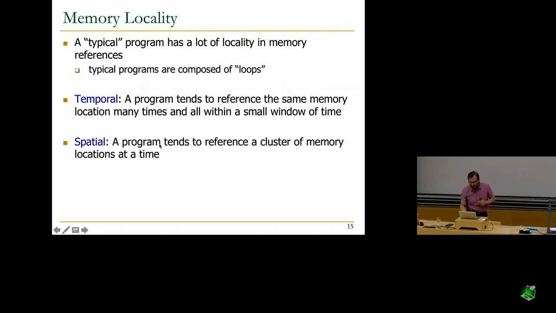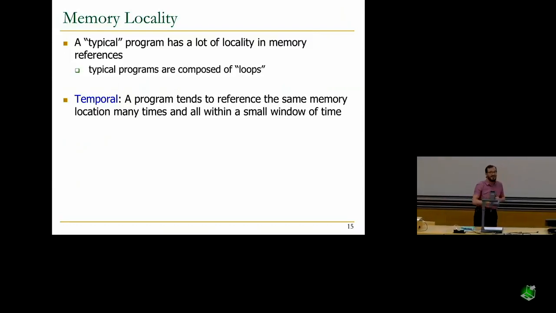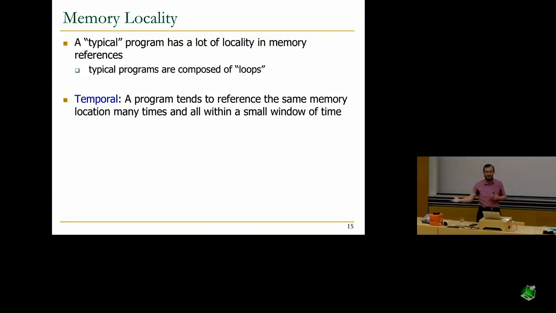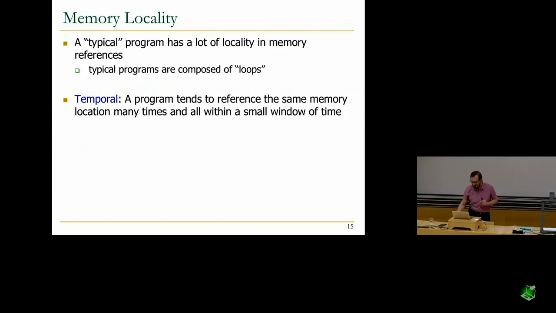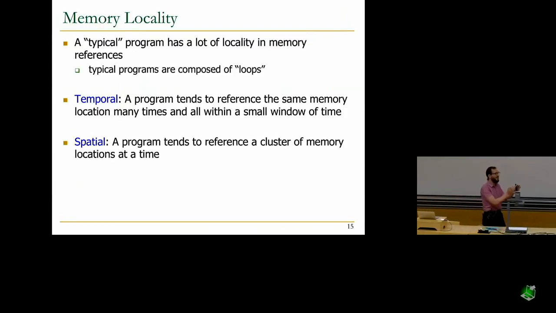Another example of temporal locality is in instructions, right? If you're accessing instructions in a looping manner, you're going to fetch the same instruction again and again over time because you're looping through the same instructions, right? Instructions actually exhibit a lot of temporal locality. Data also exhibits a lot of temporal locality. Spatial locality is basically a program tends to reference a cluster of memory locations at the same time. Cluster of memory locations that are around each other with similar memory addresses.